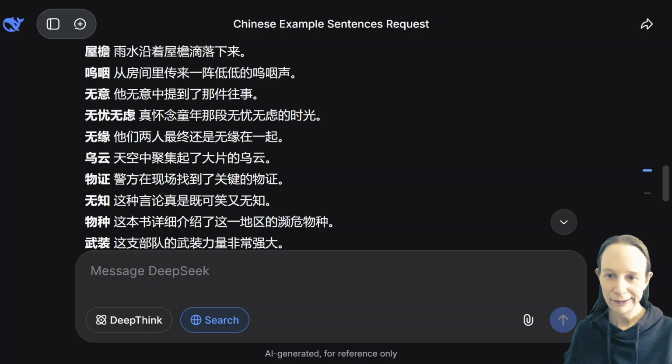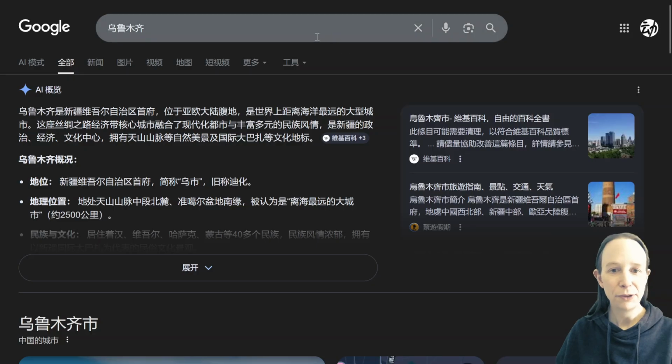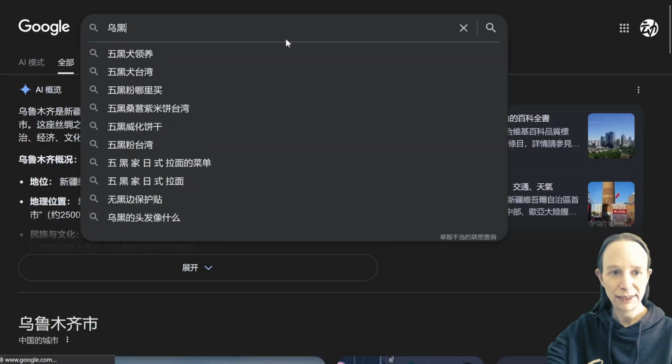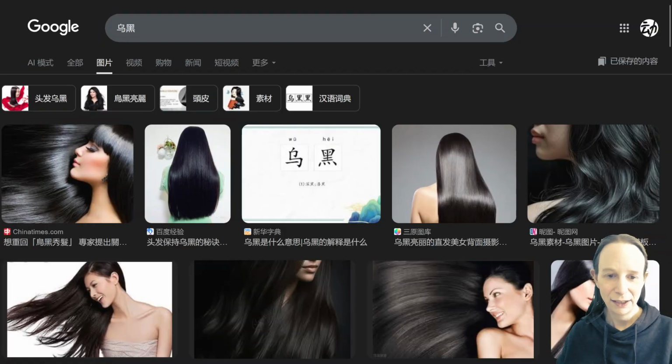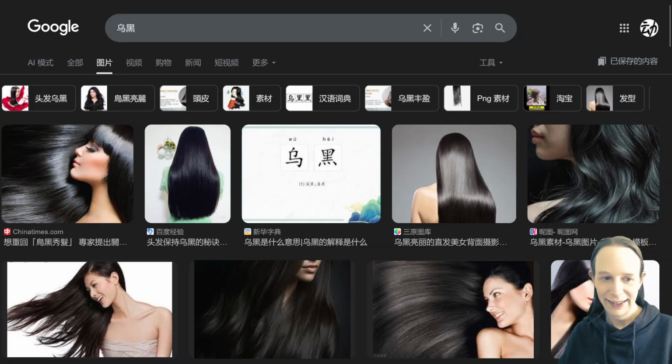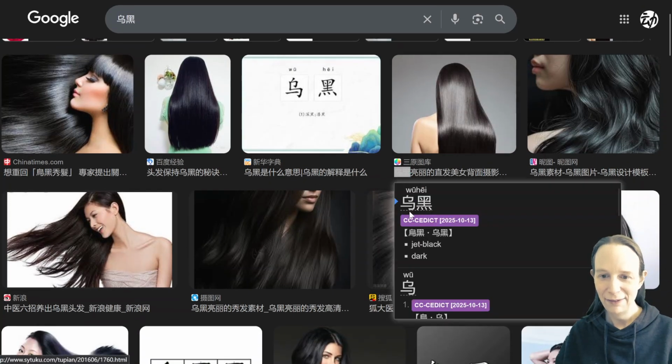Yeah, I might as well put it here, and we'll take a look at some images. It's not just black, it's kind of like jet black, or really black. Yeah, jet black.